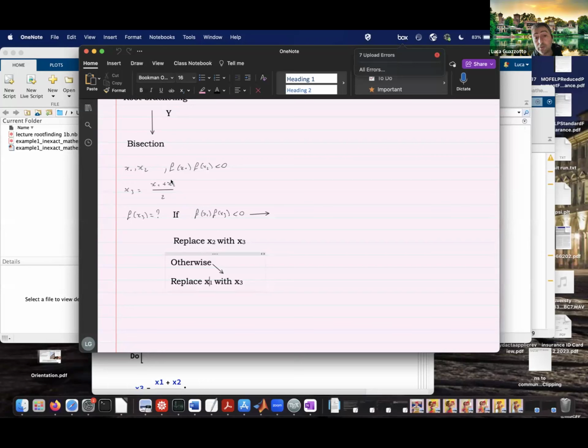So the condition for stopping in a loop like this will be something like when x1 and x2 are closer than a certain value, that means I know the value of x0 within that approximation. I know that x0 is between 1.001 and 1.002. The other option would be to say when the absolute values of f of x1 and f of x2 are small enough.